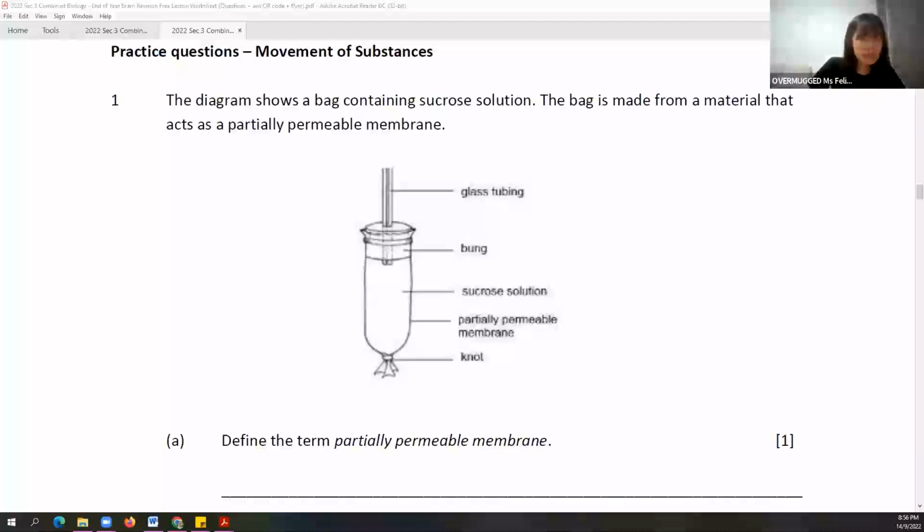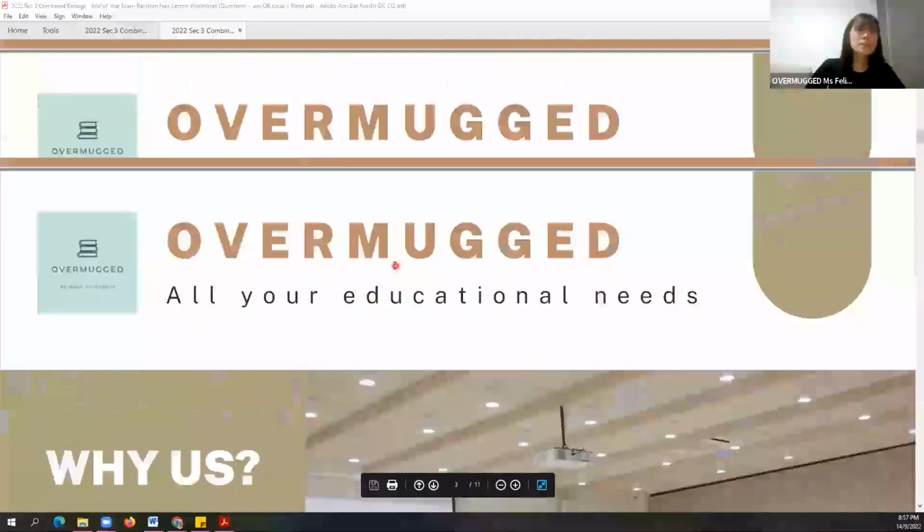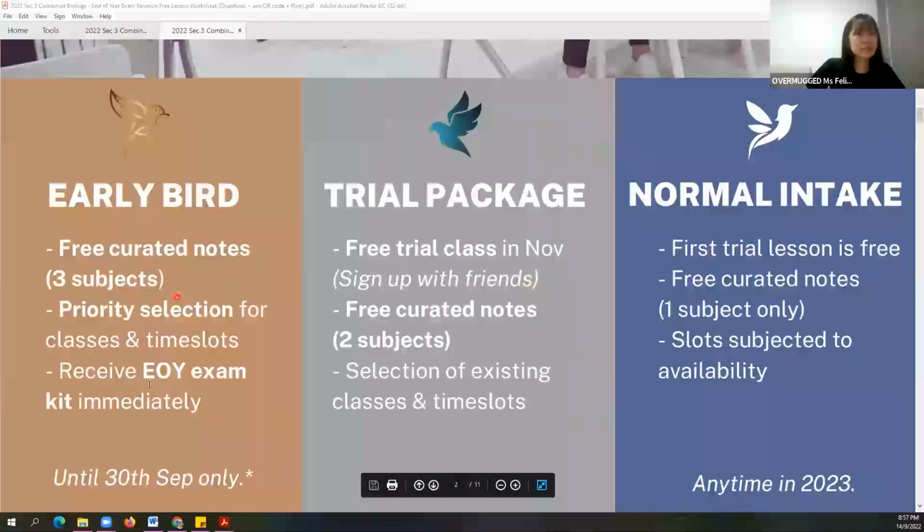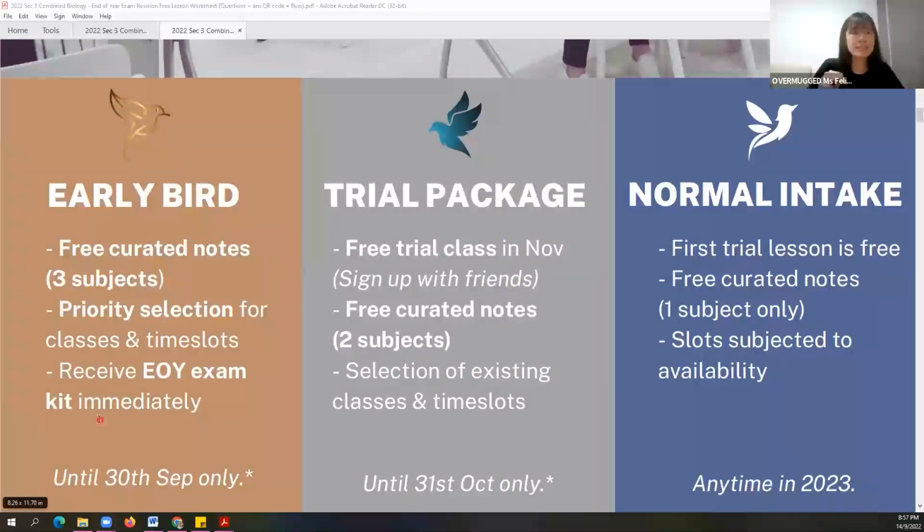Oh, Alice is asking, is the end of year kit for the Sec 3 exam this year or for O level in general? This part here, which is the end of year exam kit, is for your Sec 3 exam syllabus. So it is the curated notes, that is the Sec 4 topics. Okay, any other questions? Okay, great. So let's continue on.